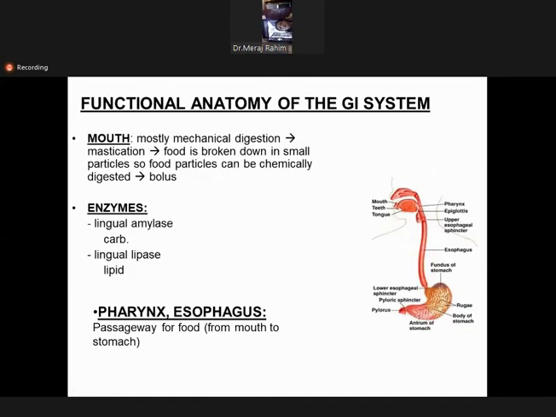Now coming to the mouth, if you look at the mouth, the mastication begins, the food is broken down, and here it is mixed with some enzymes. Those enzymes, I hope you remember, were the lingual amylase, which breaks down the carbohydrates in the mouth. And then there is a lingual lipase, so it also starts the digestion of the lipids which we take in. So we can say that the digestion begins in the mouth. Okay, so these enzymes are the lingual amylase and the lingual lipase.